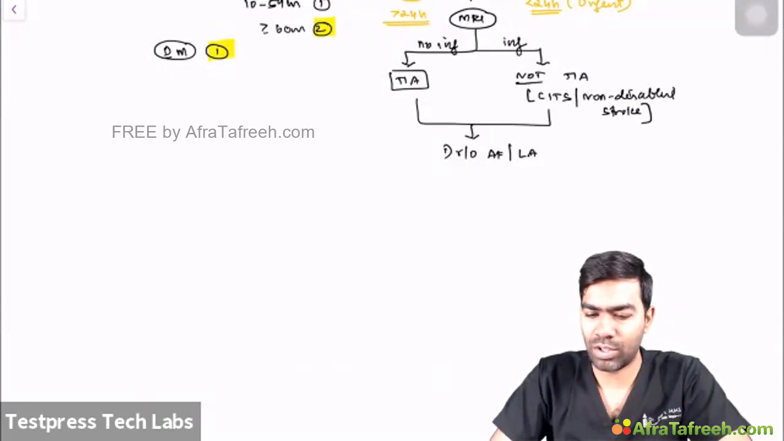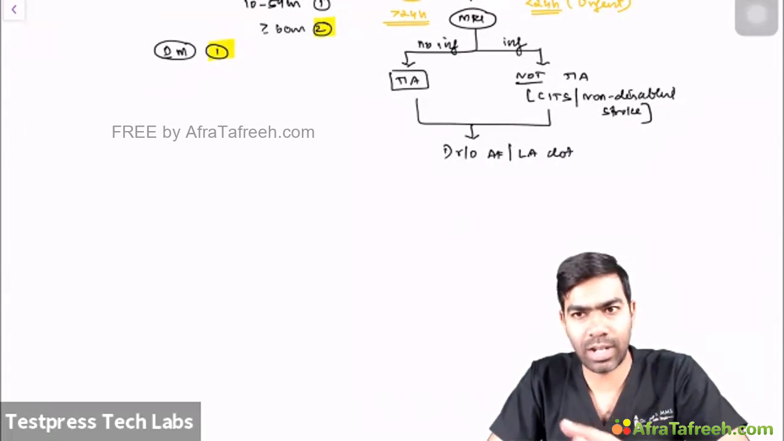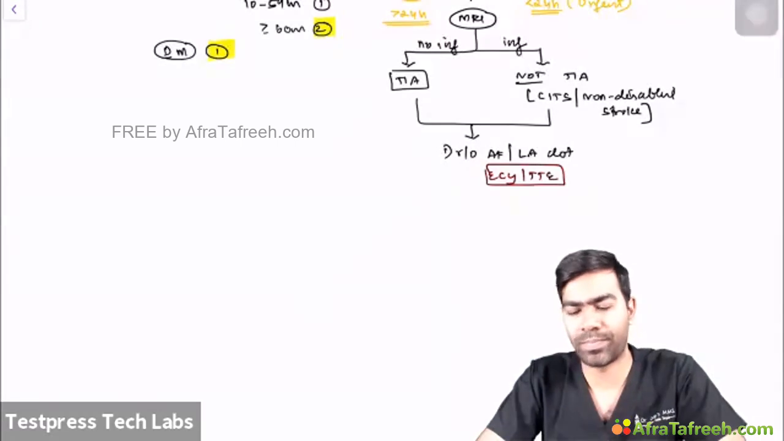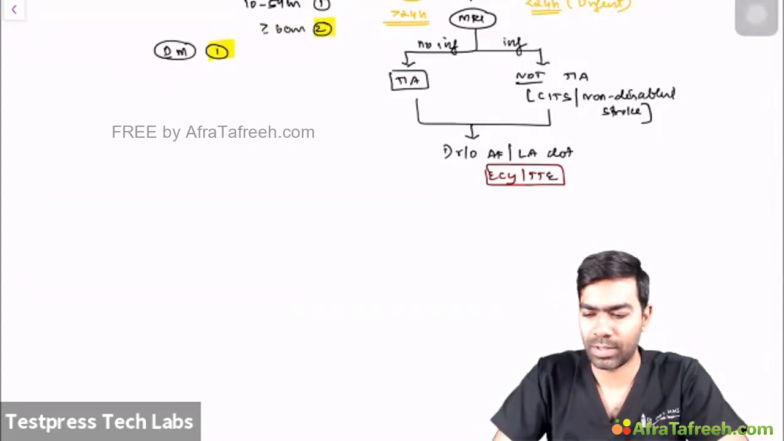Ideally, I should do a transesophageal echo, in a resource-rich setting. But in a resource-poor setting, at least a minimum of an ECG and a transthoracic echo is mandatory in all these patients. That's the least minimum, ECG and a transthoracic echo. But in a resource-rich setting, you can go ahead with the transesophageal echo also, not a problem.